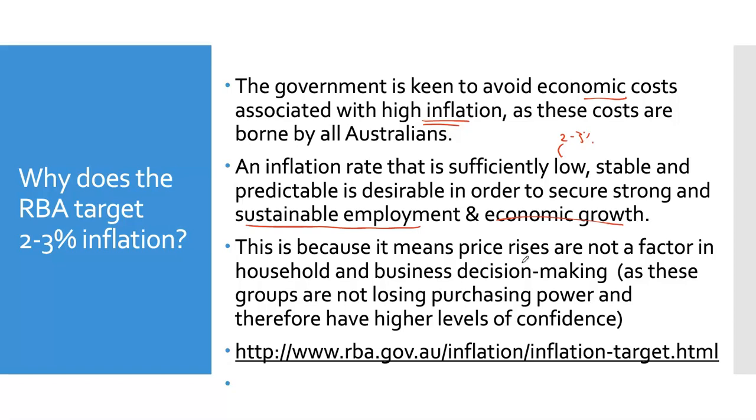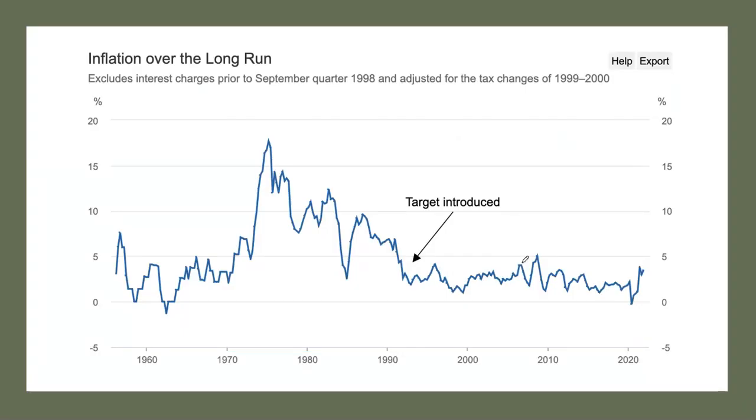Now you might then have a question, and it's a valid question: why isn't it 0%? But before we do that, let's just recognize that the Reserve Bank of Australia has not always had an inflation target of 2 to 3%. In fact, the target was introduced roughly in the early 1990s.